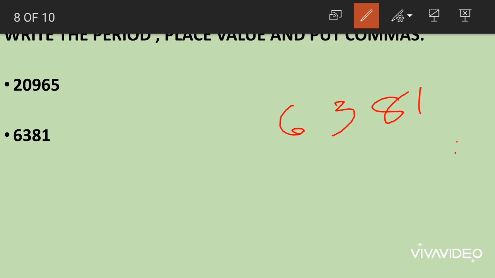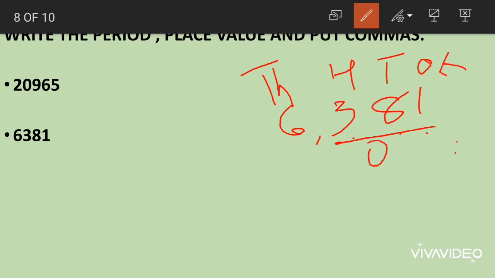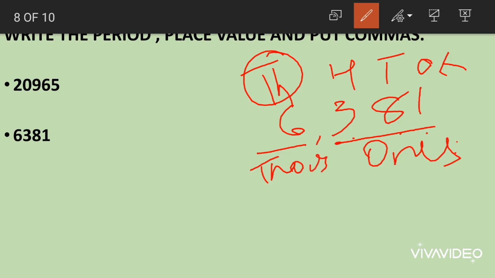Again, let's put up the commas. After how many digits? 3 digits. 1, 2, 3. After 3 digits, we have put up a comma. Let us write the place values. Ones, tens, hundreds, and then comes thousands. What about the period? As I said, all the numbers after this comma fall under one period. Now, which is that period? It is the ones period. After that, what comes after ones period? Thousands period. And how do we read this number? 6,381. Clear children?